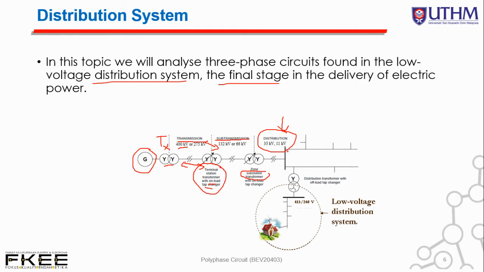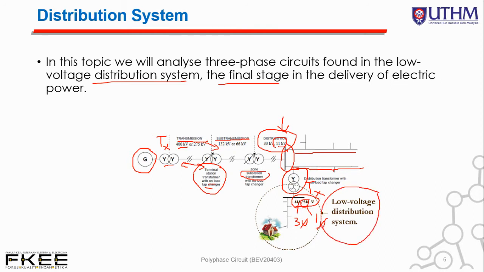This is the bus bar in the substation. We have the distribution transformer along this one, and this is another distribution line. The distribution transformer steps down from 11 kV, for example, to three phase and single phase supply. 415 V is your three phase supply, and 240 V is your single phase supply. This is known as the low voltage distribution system.